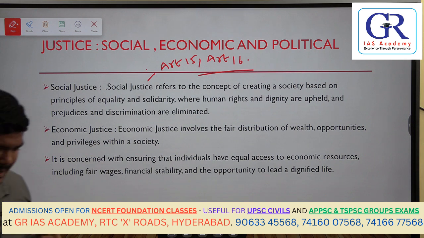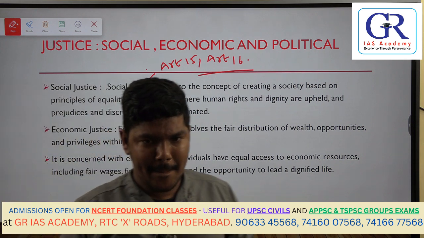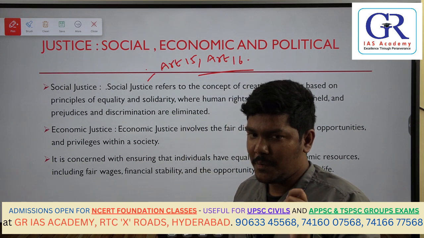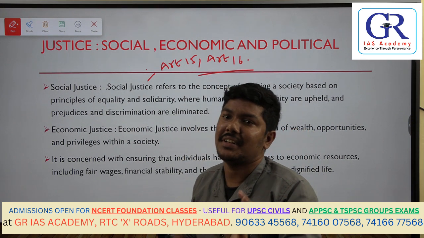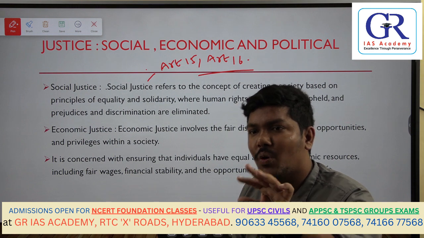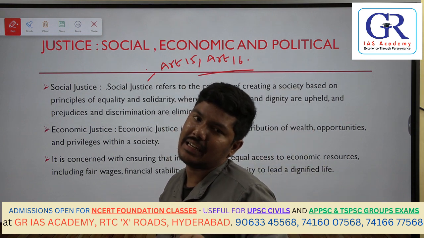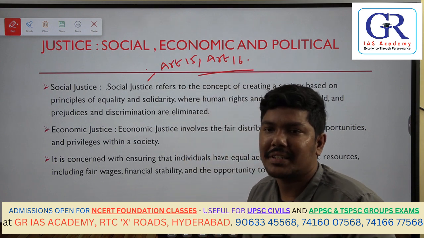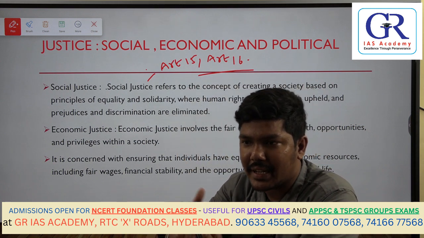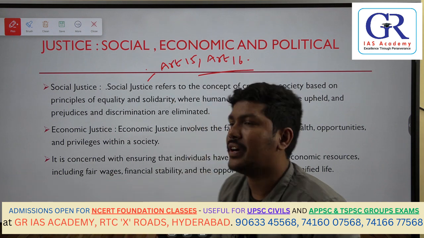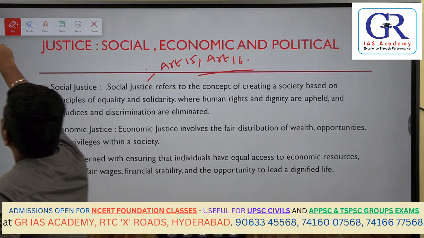What is social justice? It's all about no discrimination. Okay, no discrimination only on the basis of caste, gender, place of birth, religion, etc. Economic justice means the objective is to bridge the gap between rich and poor, and the wealth has to be evenly distributed in the population. Okay.